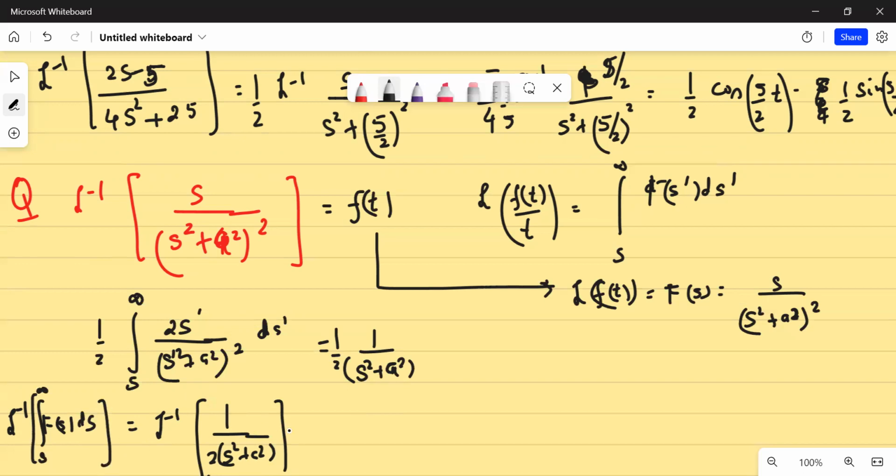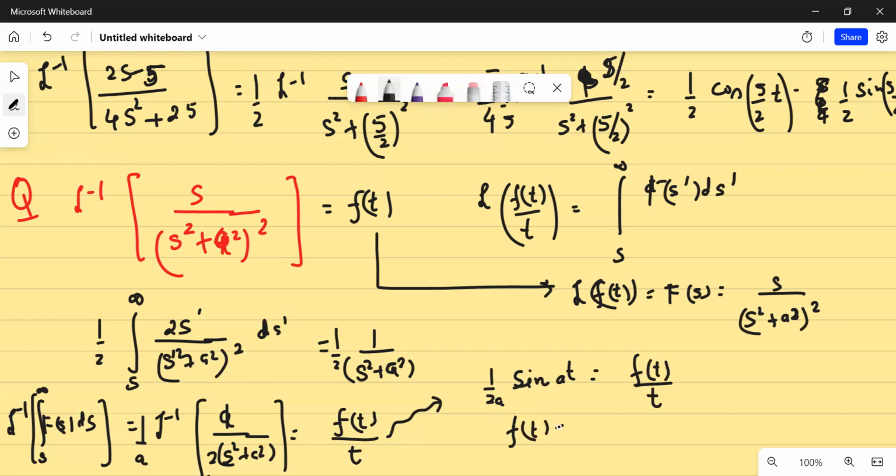And what is it equal to? It is equal to f(t) upon t. And what is f(t)? f(t) is the inverse Laplace transform that we want to find. So from here I will get 1 upon 2a, if I write a here, and if I divide by a also, I'll get 1 upon 2 sine at is equal to f(t) upon t. Or in other words, I'll say that my f(t) would be simply t upon 2a sine at.